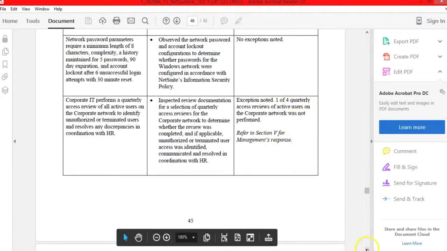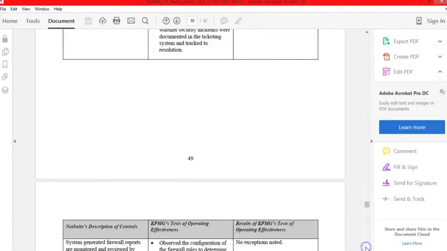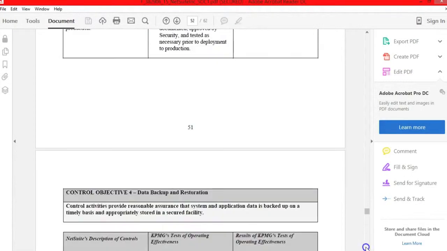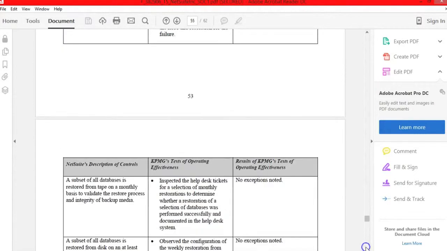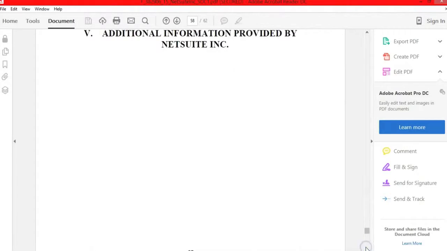And then we'll look at section 5 for that. But then I review the rest of the report, and it looks like it's clean. There are no exceptions noted, nothing else noted. That's pretty good.